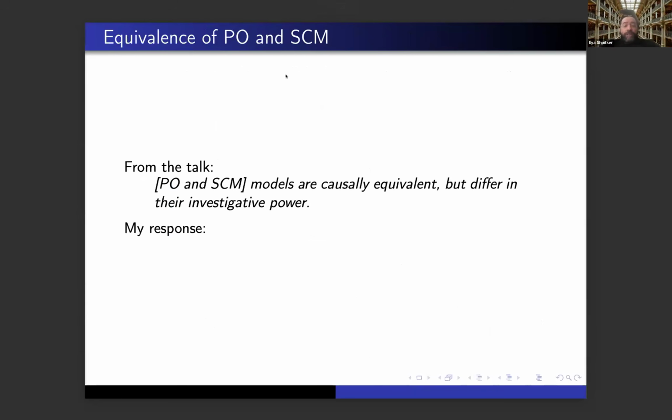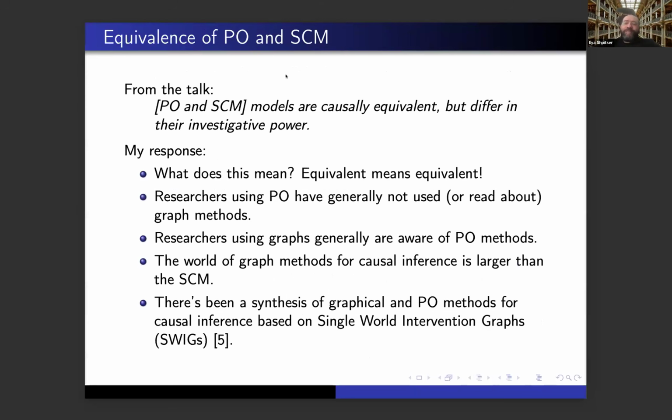Okay, so in the talk, there is this line which I thought was kind of interesting, which is potential outcomes and structural causal models are causally equivalent but different in their investigative power. My response to that is, what exactly does that mean? If things are equivalent, they're equivalent. If they're not equivalent, they're not equivalent. So I didn't quite get the sense from the talk or the slides what that meant.